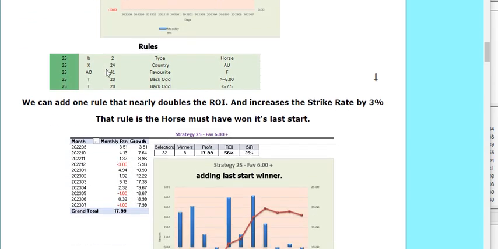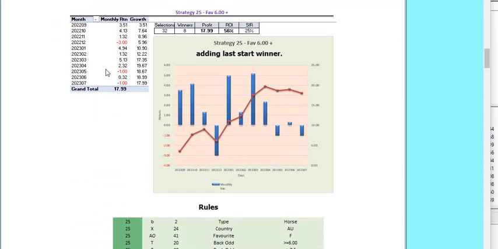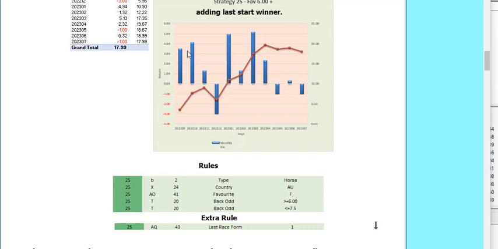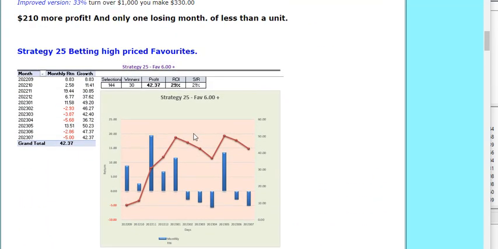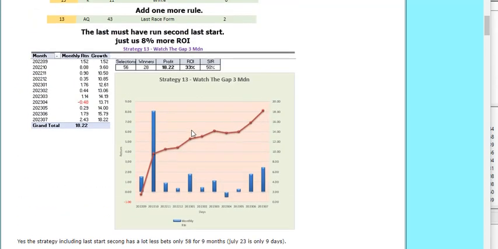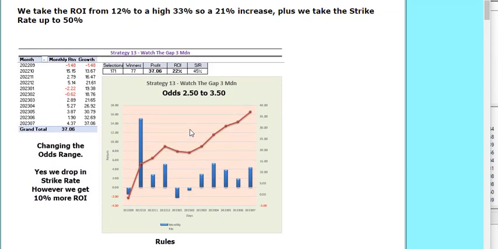And if we add one more rule to it, we can say that the horse must be a last start winner, so it must be $6 or more favourite, and it's a last start winner. You can see there 56% return on investment. Once again, not many bets when you start refining them, but if the bot is just turned on collecting these bets day in and day out, then it's a good deal as far as I can see.